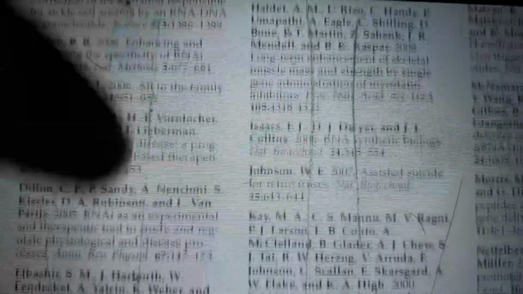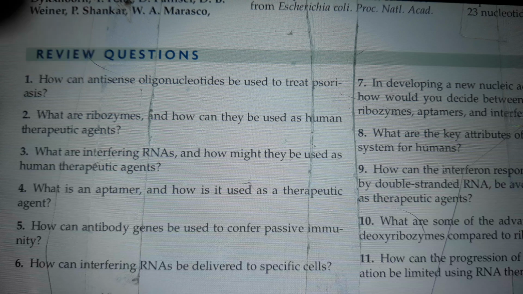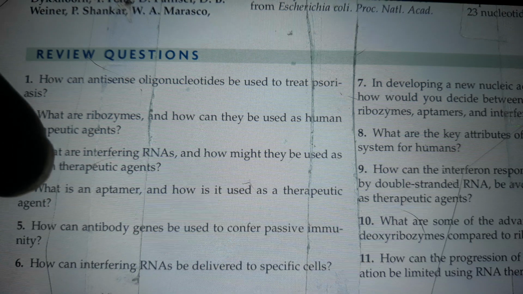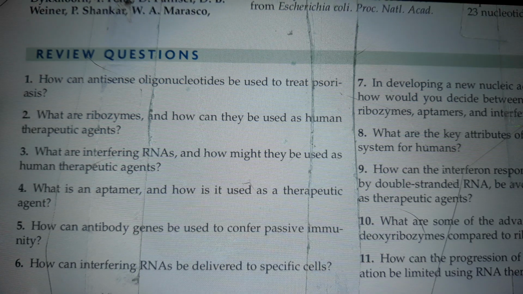Let's see if we can cover some review questions too. Now, for the review questions: How can antisense oligonucleotides be used to treat psoriasis? What are ribozymes and how can they be used as therapeutic agents? What are interfering RNAs and how might they be used as human therapeutic agents? What is an aptamer and how is it used as a therapeutic agent? How can antibody genes be used to confer passive immunity? How can interfering RNAs be delivered to specific cells?